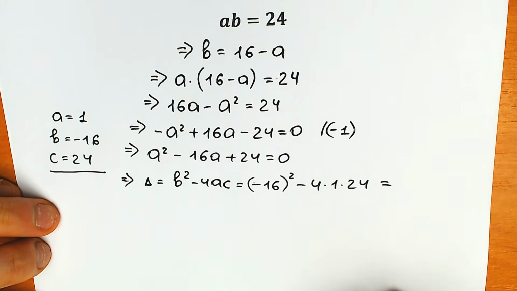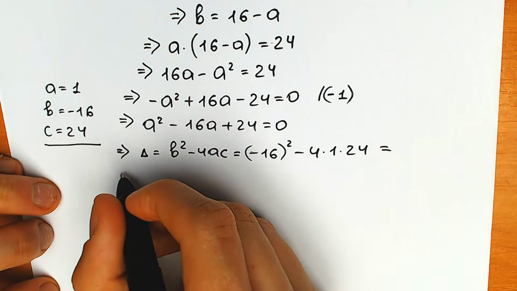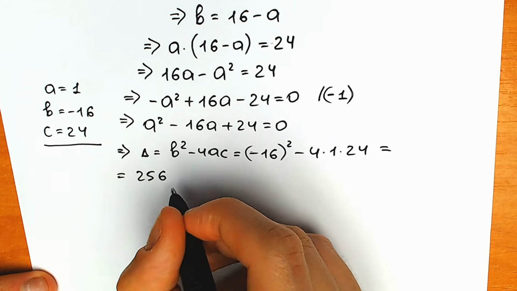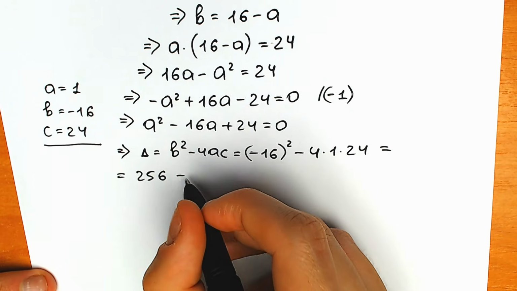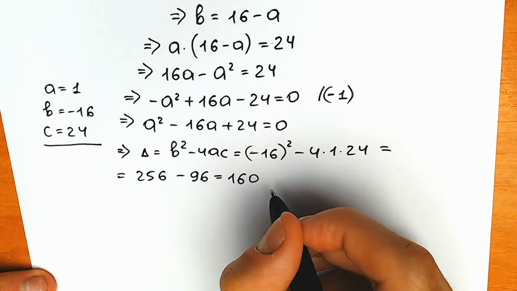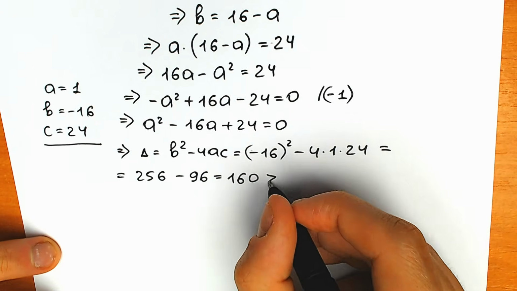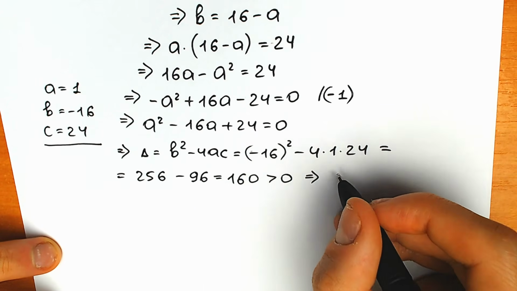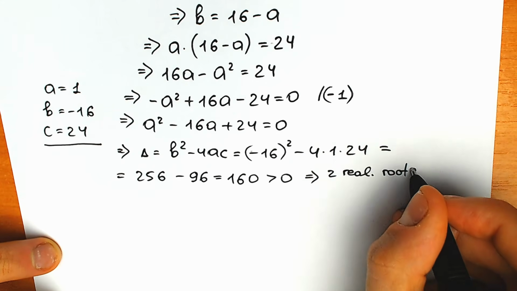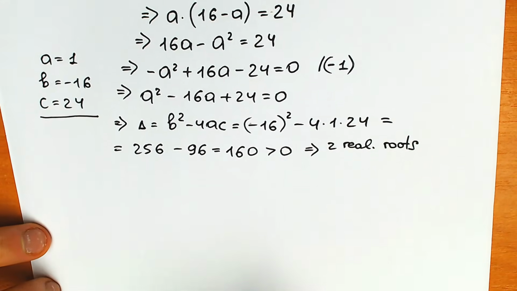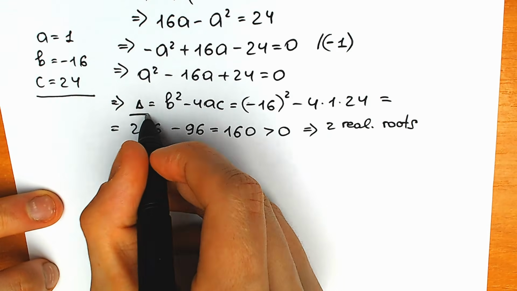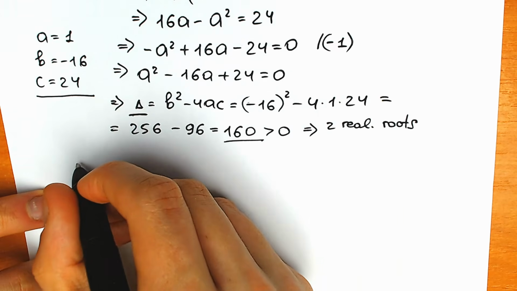So let's simplify it. Let's solve this for discriminant. So we have minus 16 squared, we have 256 minus 4 times 24 equal to 96, equal to 160. So this is our discriminant. Discriminant is greater than 0, so it implies that right here we have two real roots, and it's also really great. So we have two pairs of solution. And right now let's solve it for a first and a second.